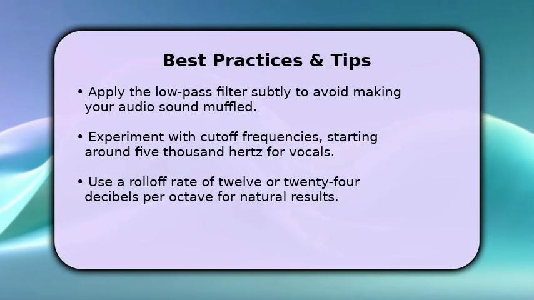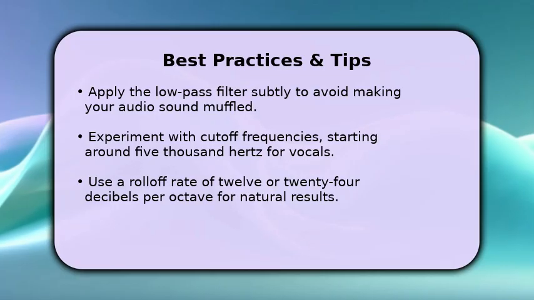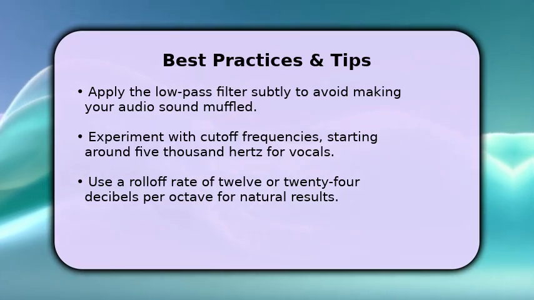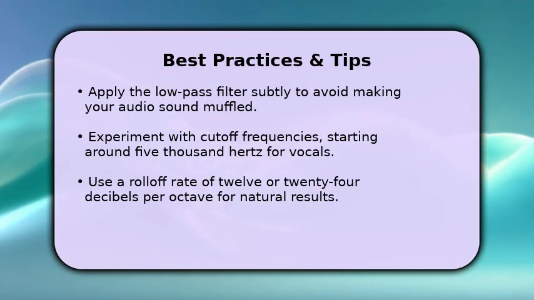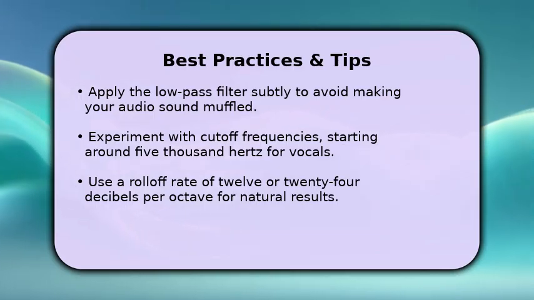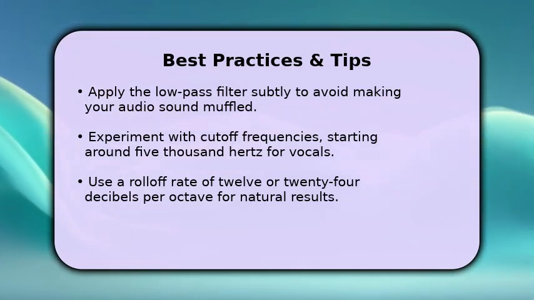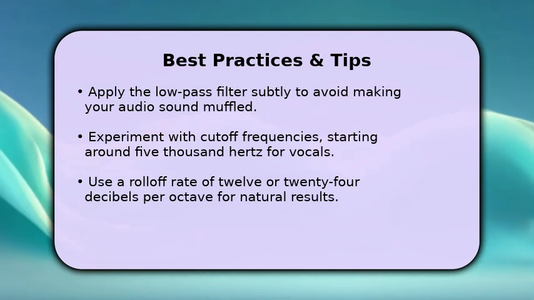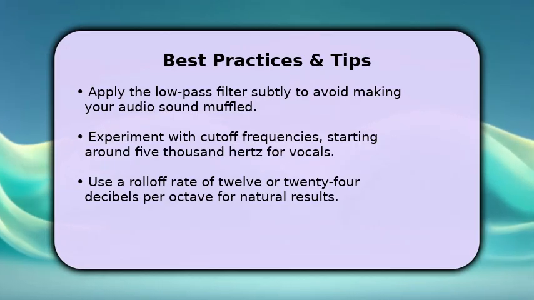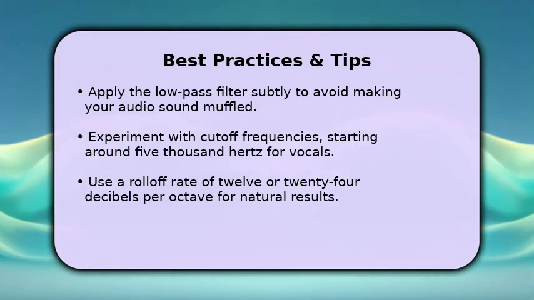For the best results, apply the low-pass filter subtly. Start with a cutoff frequency around 5,000 Hz for vocals and adjust downwards as needed. A roll-off rate of 12 or 24 decibels per octave often provides a more natural sound than steeper settings. Remember to always save a duplicate of your original audio before applying any destructive effects, ensuring you can always revert if necessary.